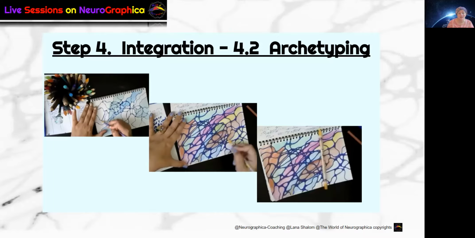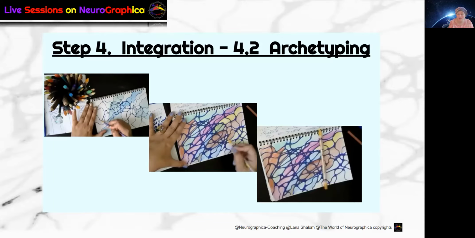And when we discuss the archetyping, it's interesting to note, a lot of people, when they start drawing Neurographica, get quite confused. They start asking me, why is it called archetyping? Why can't you just name it coloring? You know, because that's what it is.